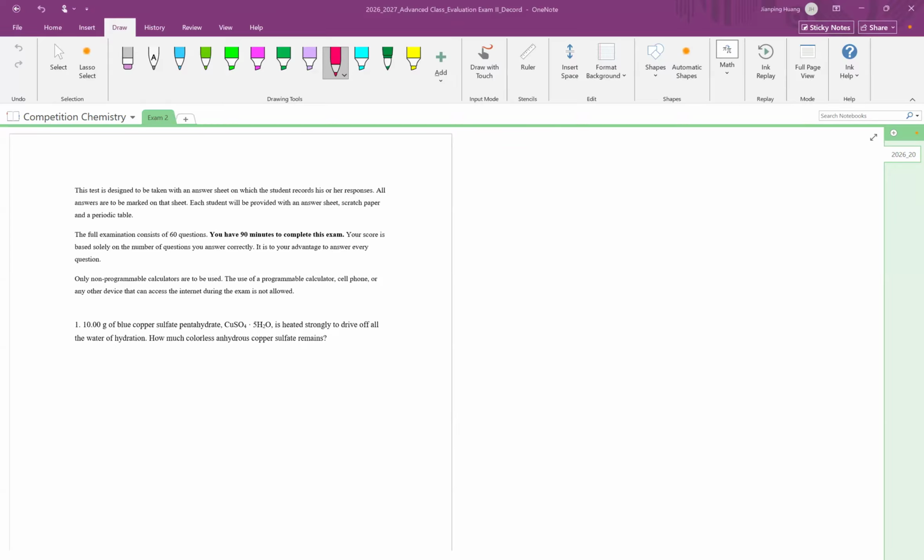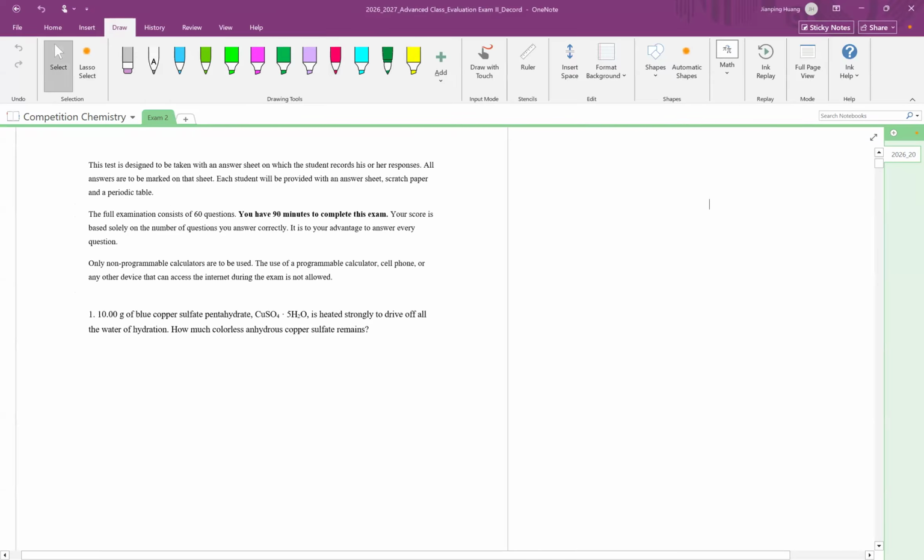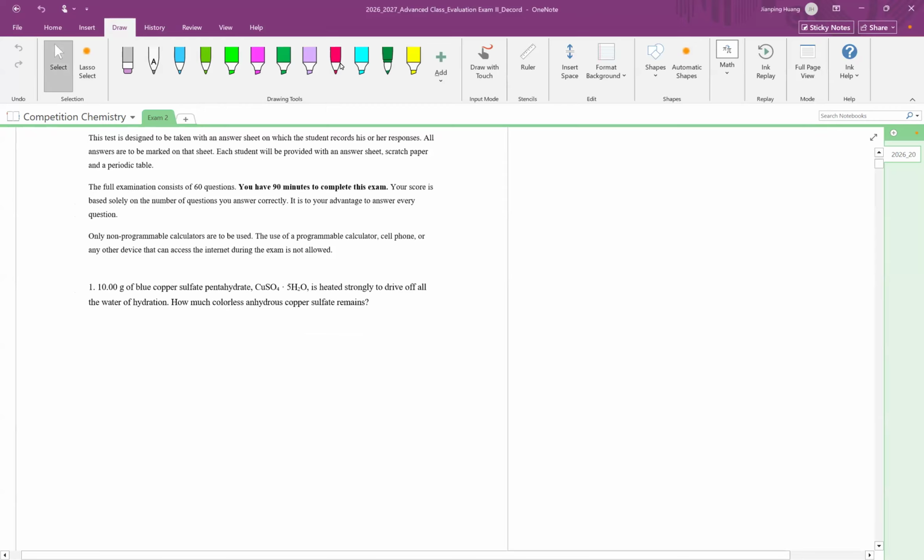Let's do it one by one. For the first question, I think it is the easy one, right? This is a very simple question, very basic stoichiometry. However, I do want to expand this question, okay? Now, let's finish this one first. What do we have?